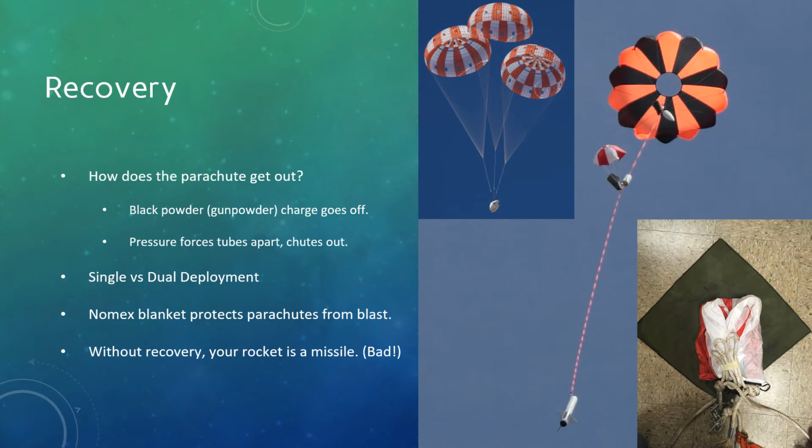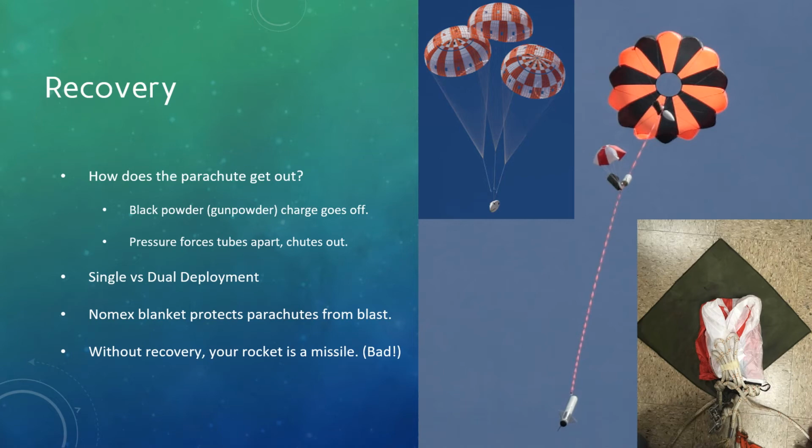All right, so I keep talking about recovery and parachutes and how important they are. And now we're going to get into a little bit more about that, because it really is a tremendously important part of rocket flight. So first up, how does the parachute get out of the tube? You've got your rocket, you've got a parachute in a section called the parachute bay, but how does it get out? So the way we do this usually is you have a little black powder charge.